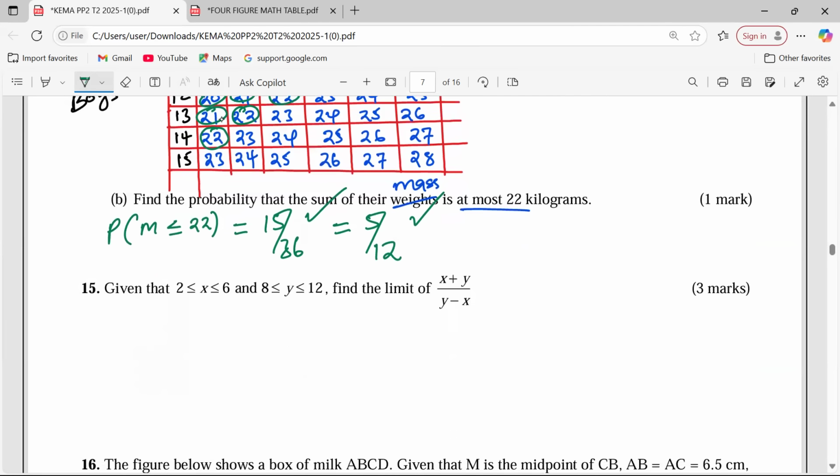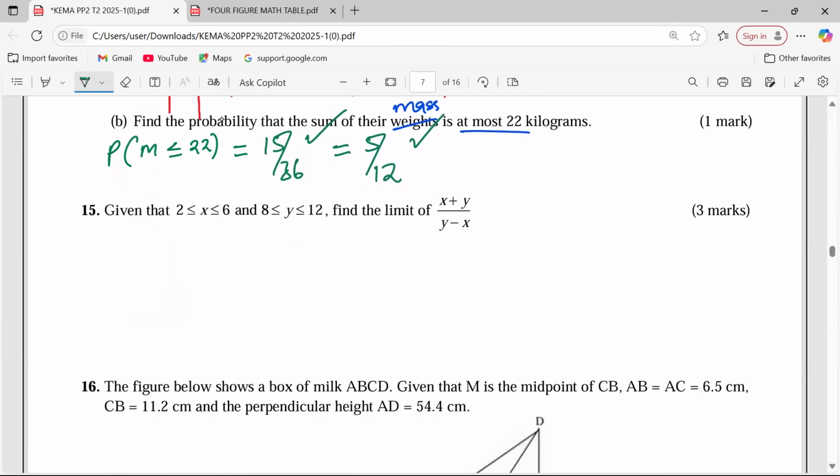We are in number 15, almost winding up with section 1. Given that the values of x are ranging between 2 and 6, where 2 is included and also 6 included, that means these are the minimum and maximum respectively, 2 and 6. The values of y are also ranging between 8 and 12, with a maximum of 12 and a minimum of 8. Find the limit of working out this quotient. That means we need the range, the maximum and the minimum.